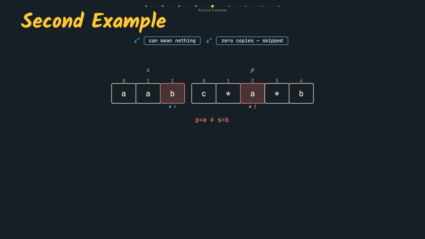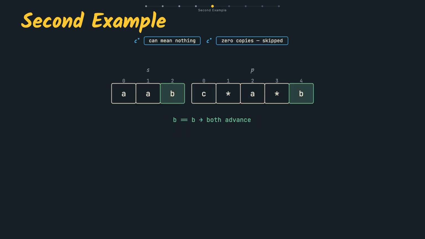Now the string letter is B, but the pattern letter is A. They don't match. We can't consume here. No problem. Take 0 more copies of A star and skip past it. Pattern moves on to the plain B. Now pattern letter B meets string letter B.